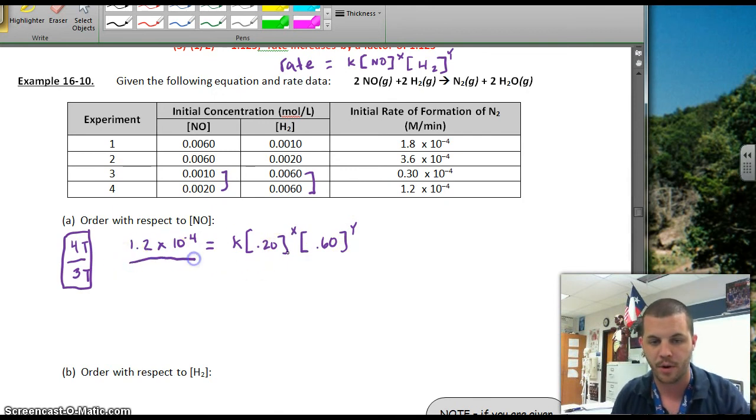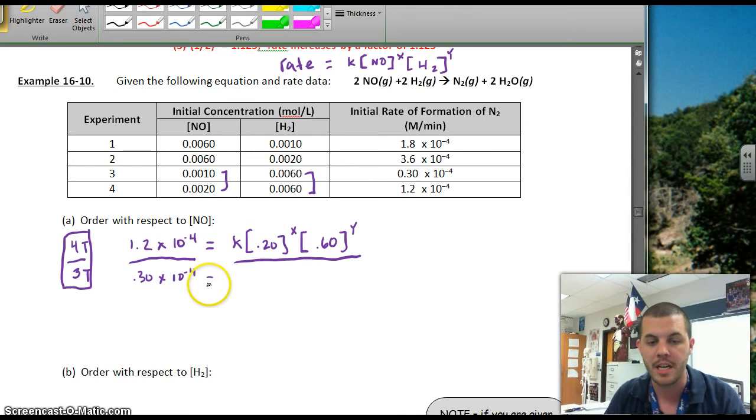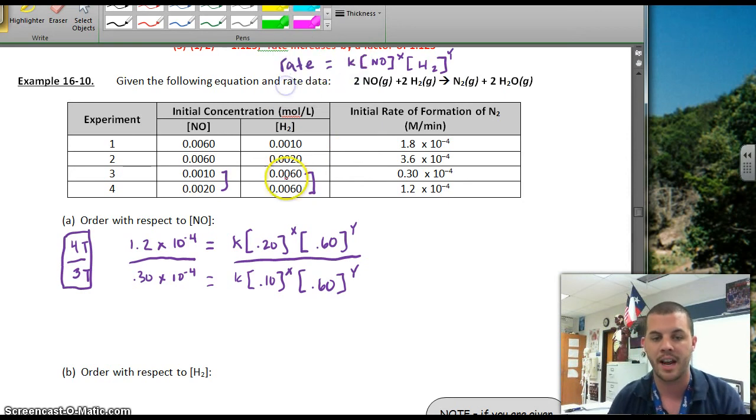Now we do the same thing for trial 3, all over the same thing. Trial 3 is 0.30 times 10 to the negative 4 equals K times 0.10, the concentration of NO, to the X, times 0.60 to the Y. Now let's see what we can cancel. We can cancel K. We can cancel 0.60 to the Y. Now we need to do some math. 1.2 E negative 4 divided by 0.30 E negative 4, and I get 4.